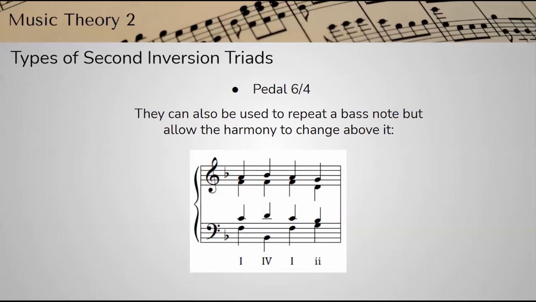So how does this work? Why do we say it's a 6/4? Well, in this case, here's an example in the key of F again, where we have a standard root position bass line. We have our bass note moving down to a B flat, back up to an F, and then back up to a G. So it sounds like this.